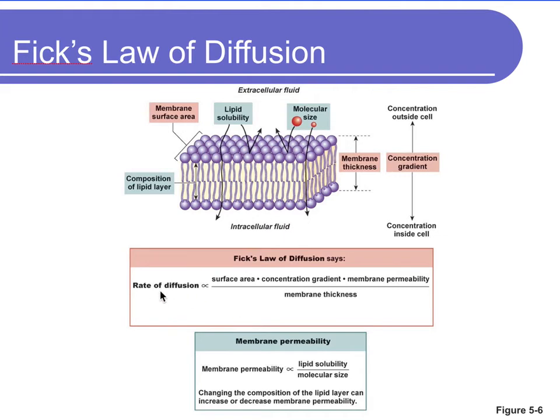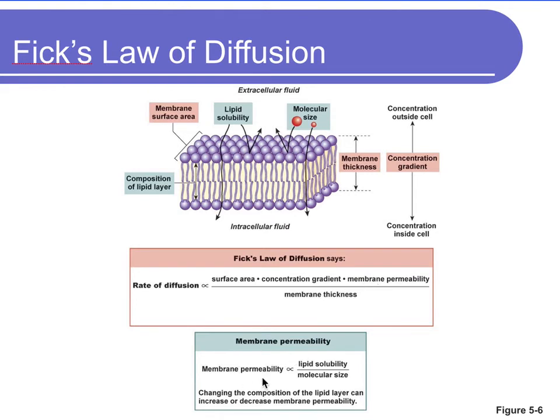So it tells us that the rate of diffusion is directly proportional to everything above the division line. So it's directly proportional to the surface area. The larger the area you're going to diffuse across, obviously the faster the rate of diffusion. It's also directly related to concentration gradient. So the greater the difference in concentration, the faster the rate of diffusion. And then it's going to be directly related to membrane permeability.